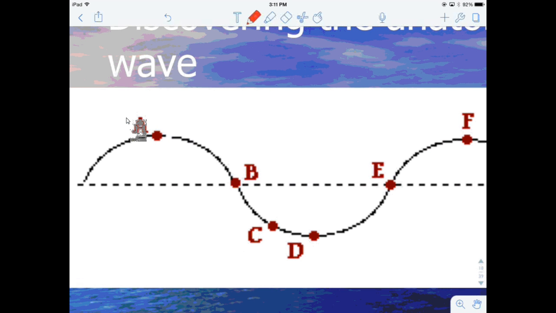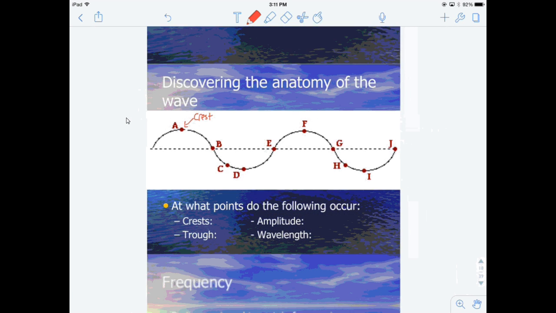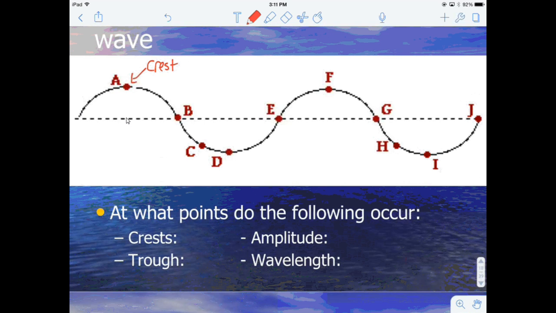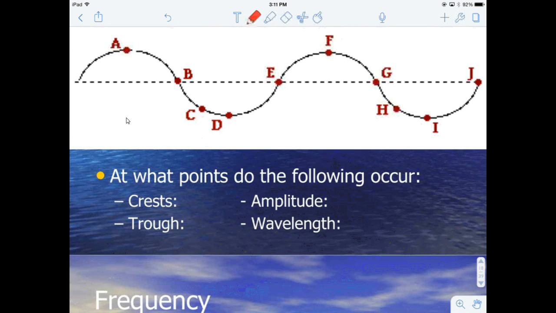Like this is a crest. A is a crest. Let me just go back, this will be easier than writing it out. So I could say A and F are crests. My troughs, the low points of my graph of a transverse wave, are D and I. So a trough is the low point, the crest is the high point. Amplitude would be from the rest point, from E to F, right there. That would be my amplitude.